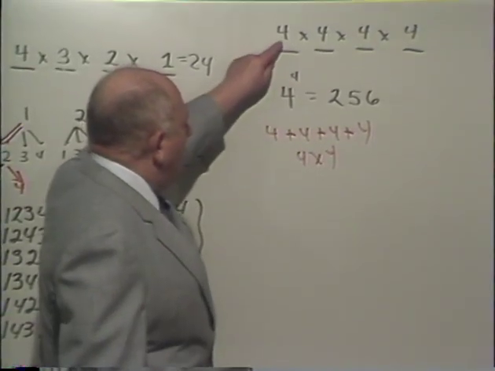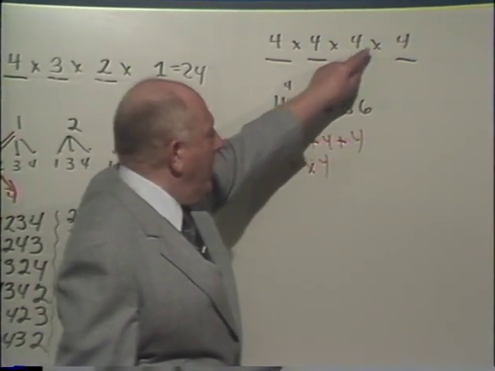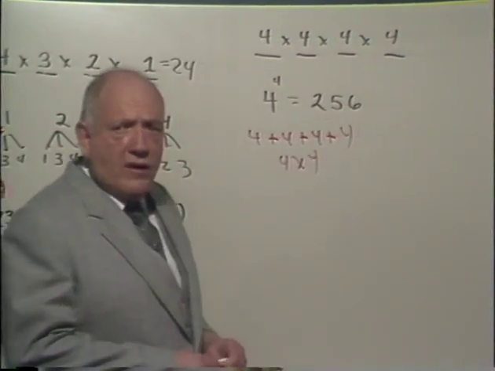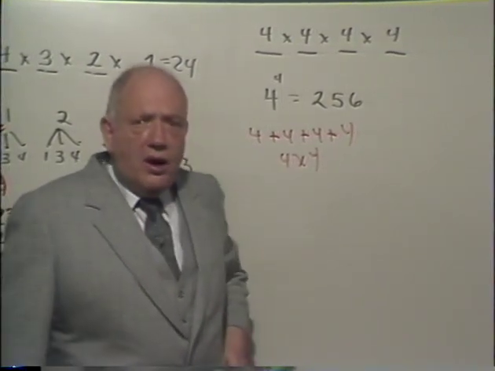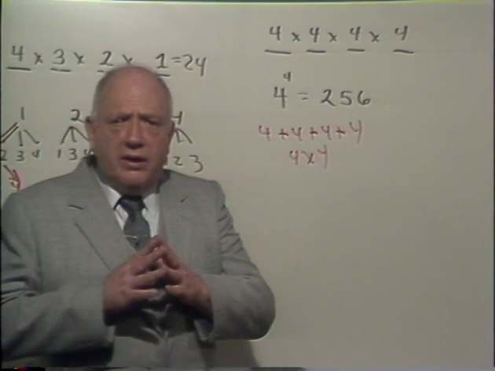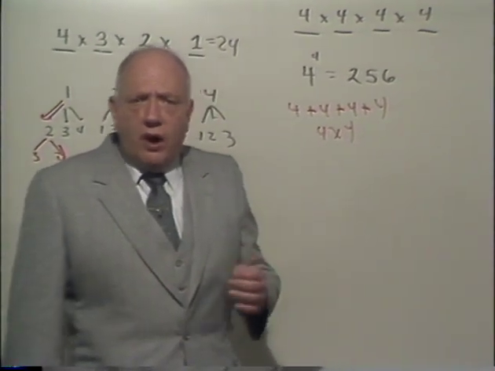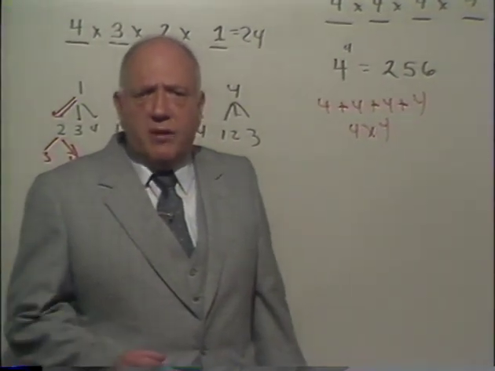And how do you read this? 4 times 4 is 16, times 4 again is 64, times 4 again is 256. Actually, to list the possibilities, there are 256 such numbers, just from the digits 1, 2, 3, and 4, making 4-digit numbers.